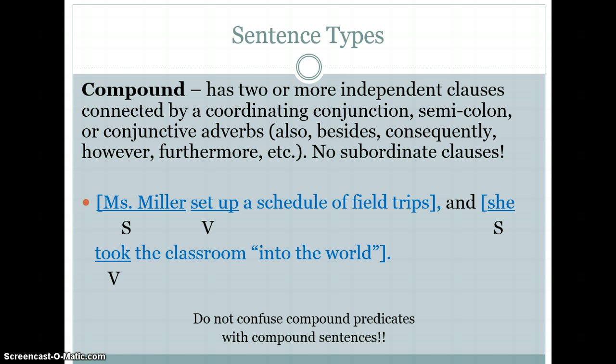There are no subordinate clauses at all in a compound sentence, ever. Everything in a compound sentence has to be even and balanced. Be careful with this that you don't confuse compound predicates or compound subjects with compound sentences. Sometimes they look a little bit more complex because they've got a compound predicate, but really you've just got one subject and one verb in each clause.